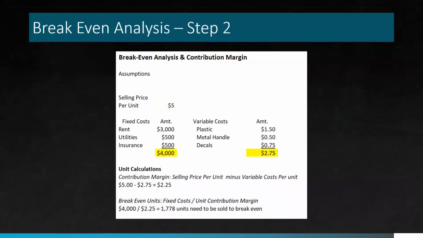Now if I want to find out my break-even units, I'm going to take my fixed costs and I'm going to divide that by the contribution margin that we just figured out. So my fixed cost in this scenario is $4,000. And my contribution margin is $2.25. So doing that calculation, it turns out that I need to sell 1,778 units of these pop sockets to break even.